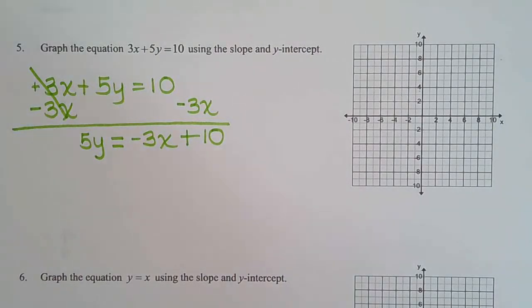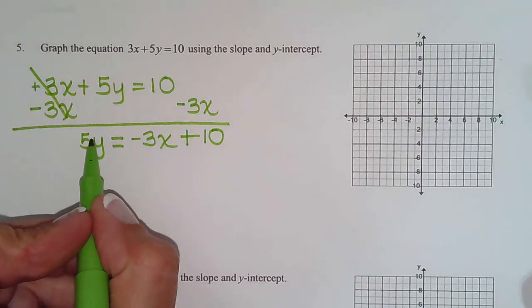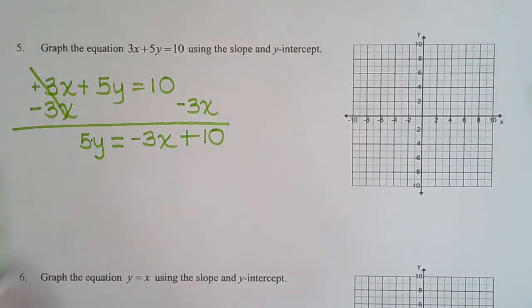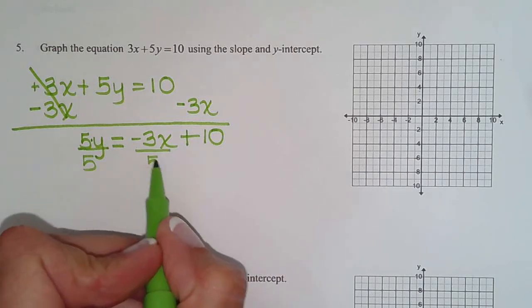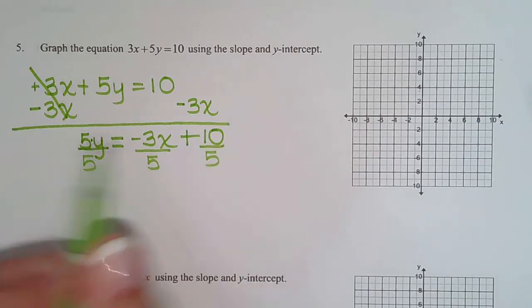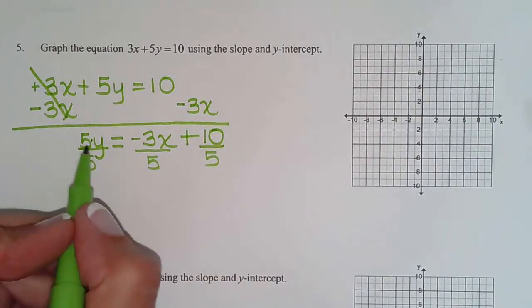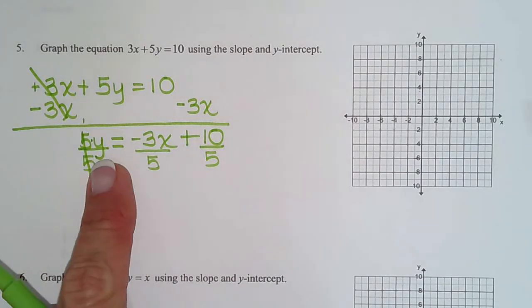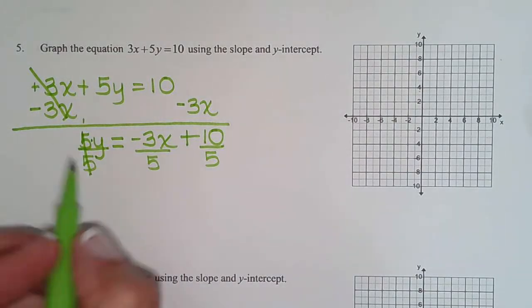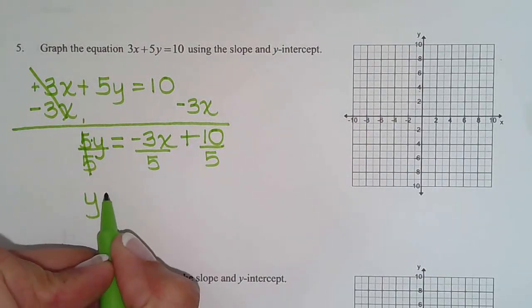And y is still not quite alone. Still have a little bit of work. This is y times 5. So just like we did on the last page, you need to divide by 5, which is the opposite of times 5. And now you can see 5 divided by 5 is 1. We finally have our y alone. Now it's 1y or just y.